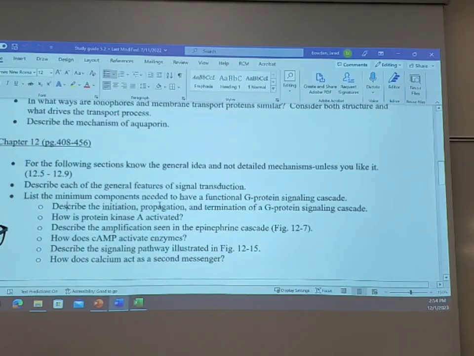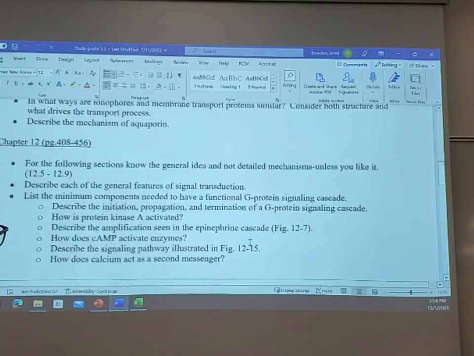Describe the initiation, propagation, and termination of a G protein signaling cascade. How is protein kinase A activated? Signal amplification is seen in the epinephrine cascade. Got it. How does cyclic AMP activate enzymes? Adds a phosphoryl group to it, right?